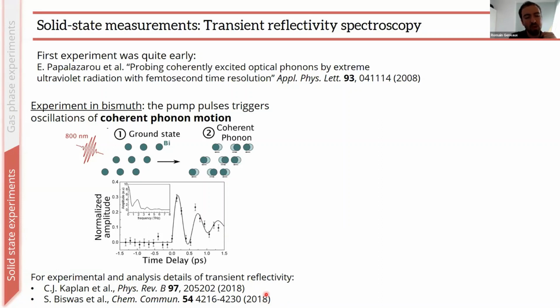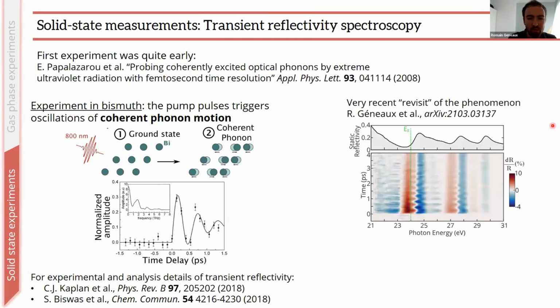Now there's been some more recent papers about reflectivity with, let's say, more modern sources. And if you want to know details, you should read these two. The first one is from UC Berkeley, from Chris Kaplan. And the second one is from the Baker group at Ohio State. And I just wanted to point out that we have revisited this experiment in bismuth very recently. It's just on arXiv. And we measured the same thing, the coherent phonon dynamics, but now we measure it with a very broad spectrum compared to what they had back in the day, and we get more information out of it. So I think it was a nice comparison of what changed in the last 13 years.